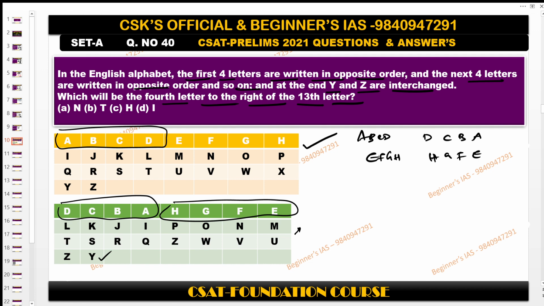Now the question is, what will be the 4th letter to the right of the 13th letter? So here 8, then 12, the 13th letter is P. Remember, P is the 13th letter. From the right, this is 1, 2, 3, and 4. So the 4th from P is nothing but T. So the answer for this question is T.